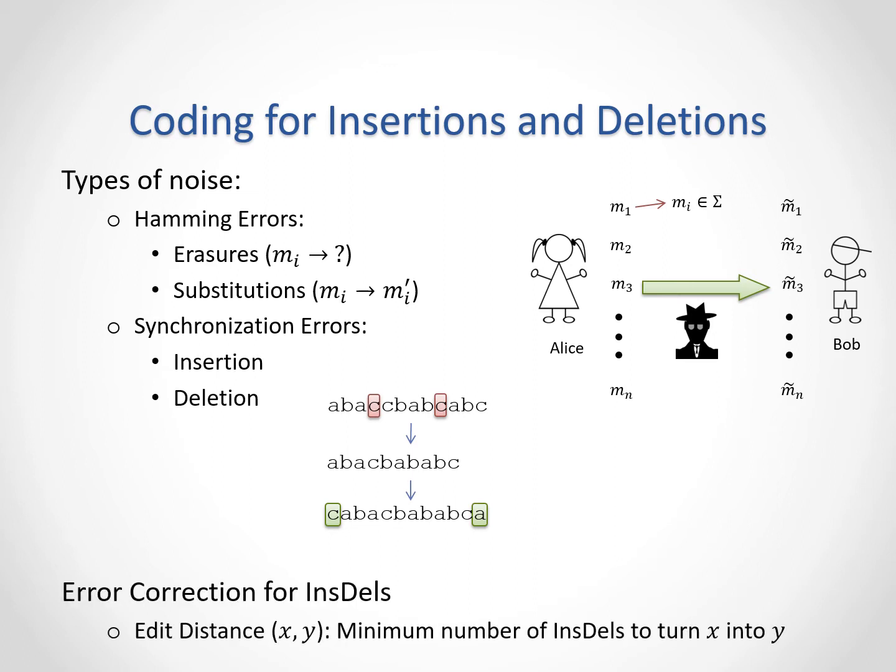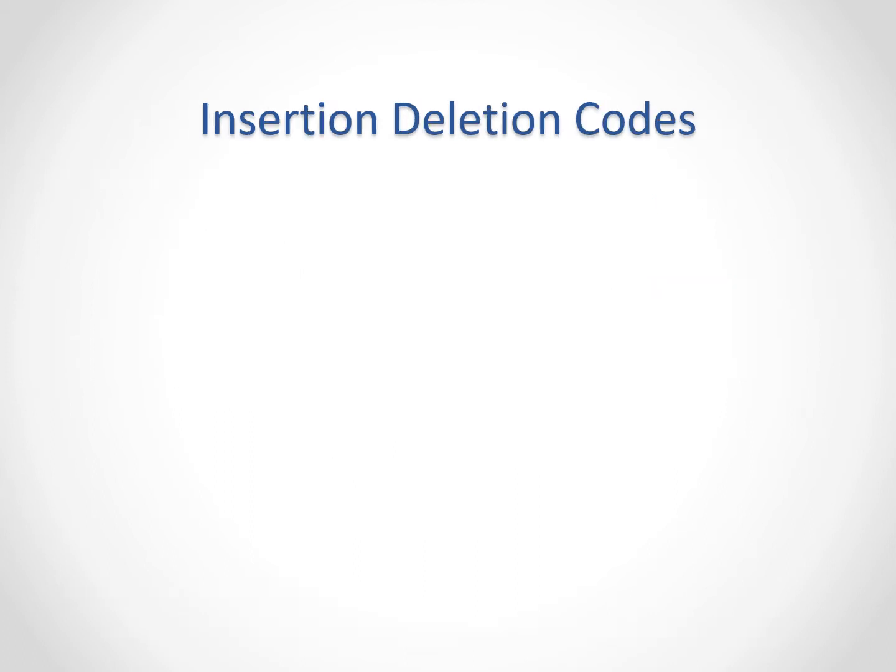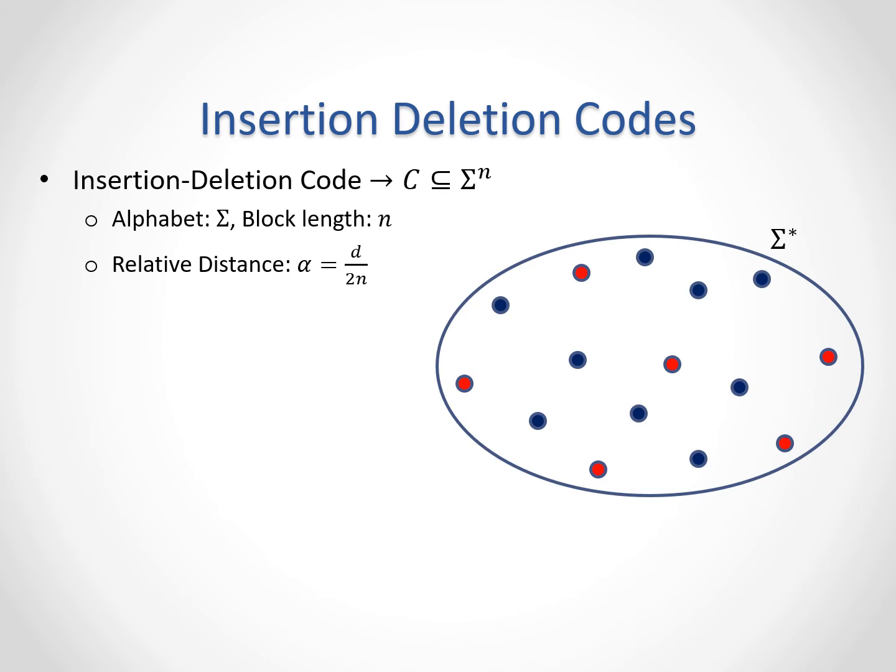Error correcting codes for insertions and deletions are very similar objects to ordinary error correcting codes, except that instead of Hamming distances, we are concerned with edit distance between code words. The edit distance between two strings is simply defined as the smallest number of insertions and deletions that one needs in order to turn one into the other one. Formally speaking, an insertion-deletion code of alphabet sigma and block length n would be simply defined as a subset of sigma to the n, and the quality that we would like to have here is that the code words of this code are far apart under the edit distance metric.